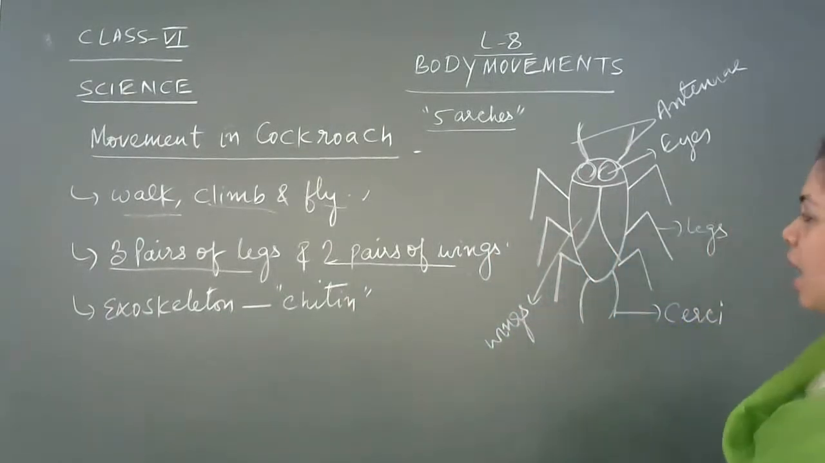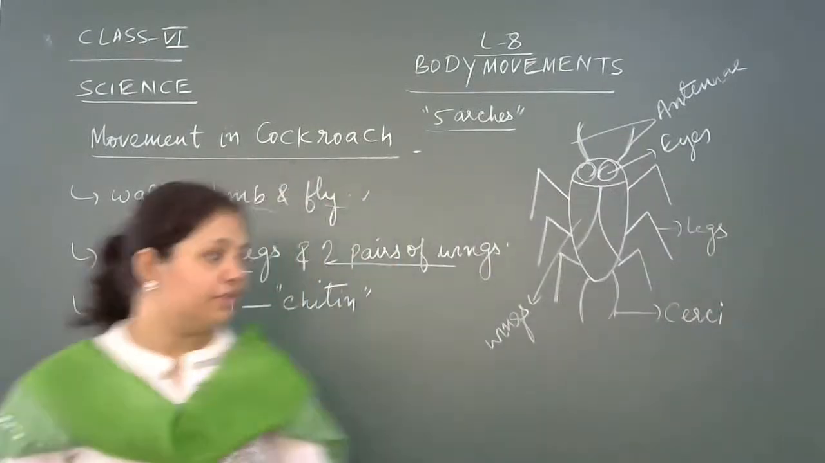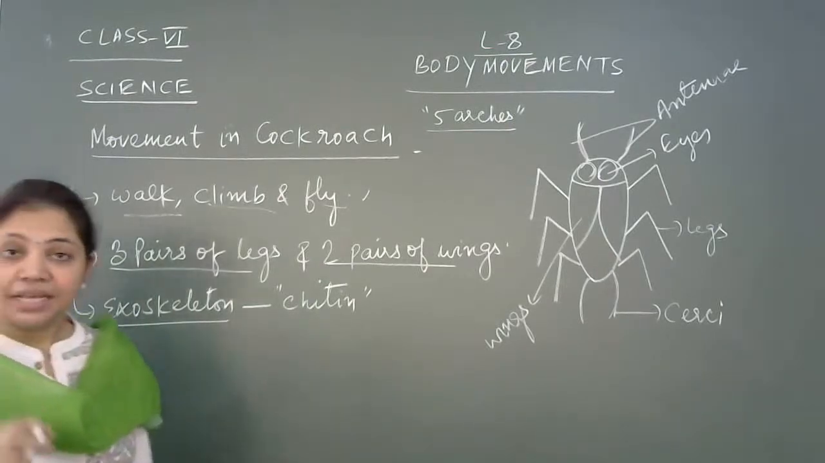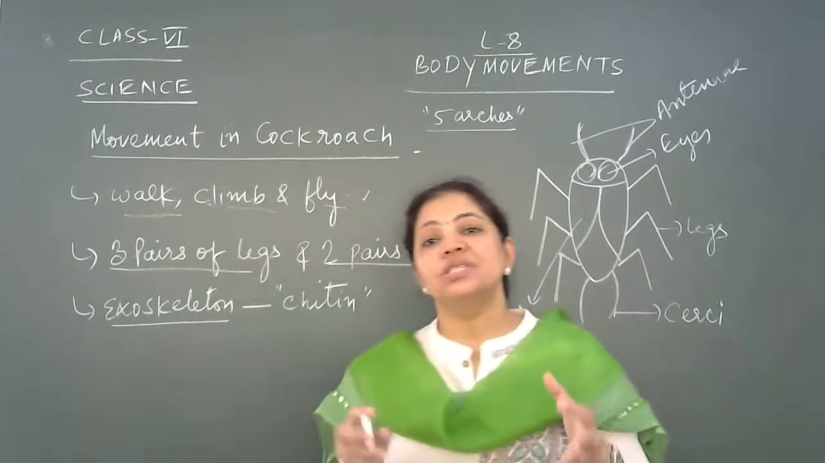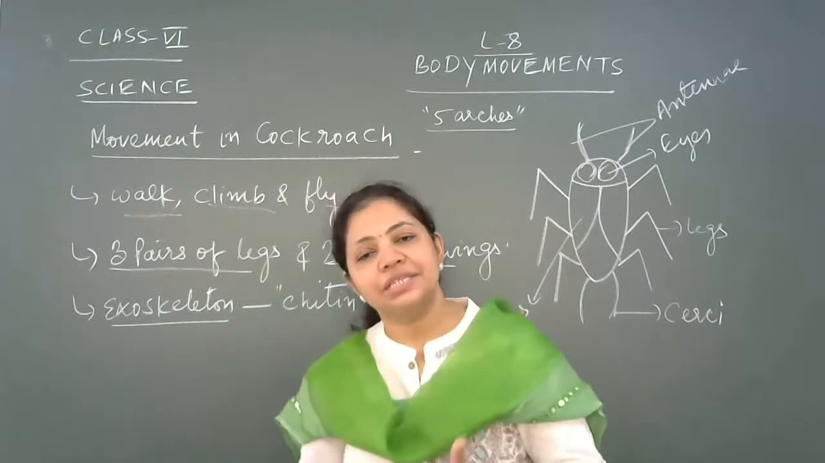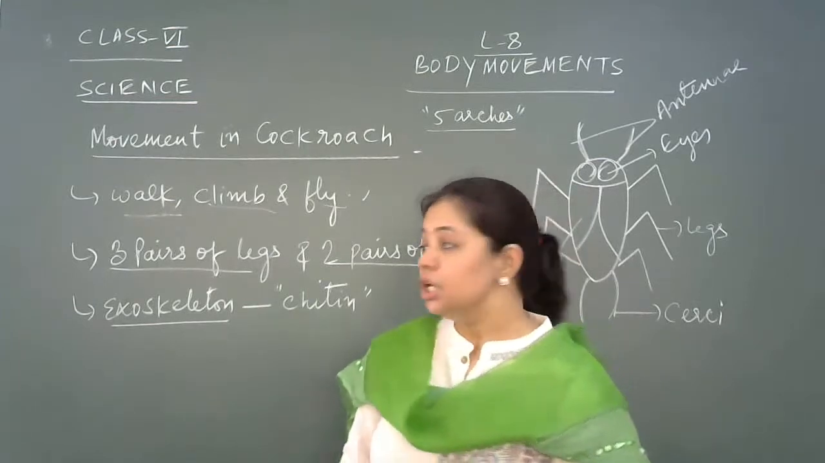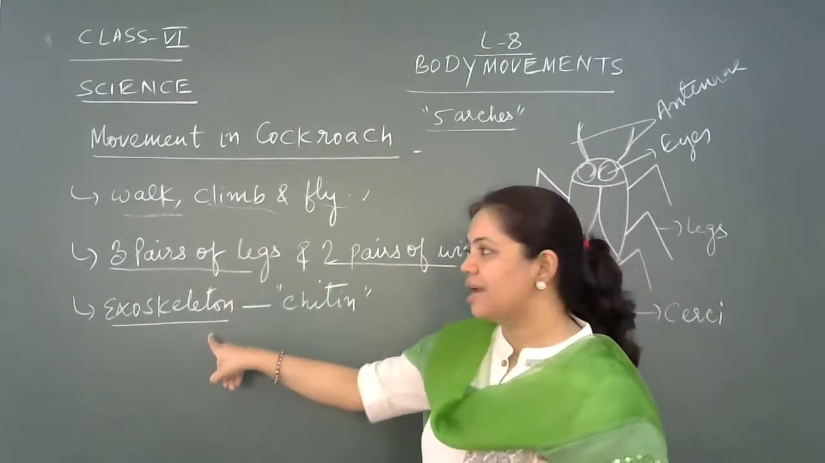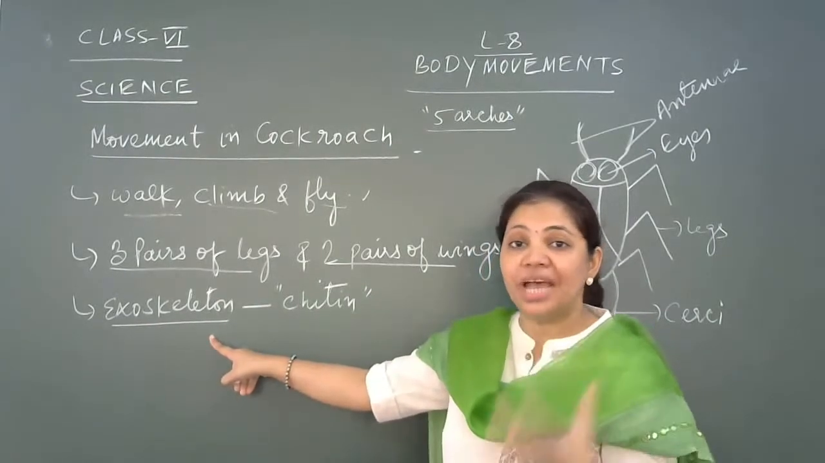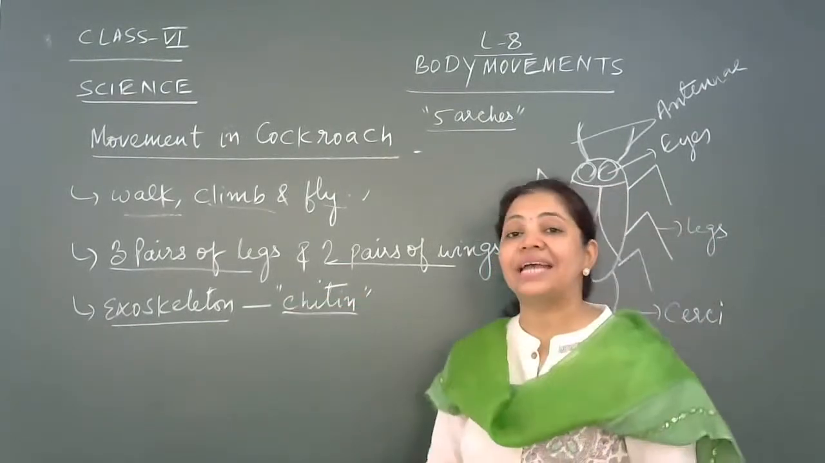Right? Now another important feature which helps a cockroach in its movement is the exoskeleton. Yes, in case of cockroach, exoskeleton is present. I hope you still remember the meaning of exoskeleton. The skeleton which is found on the outside of the body of an organism. Right? So in case of cockroach, exoskeleton is present, and that exoskeleton is very shiny actually. It is reddish brown shiny in color, and that is made up of a special material that is called chitin.